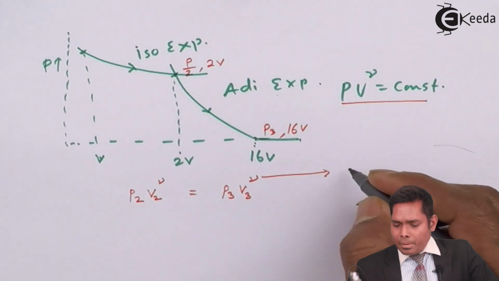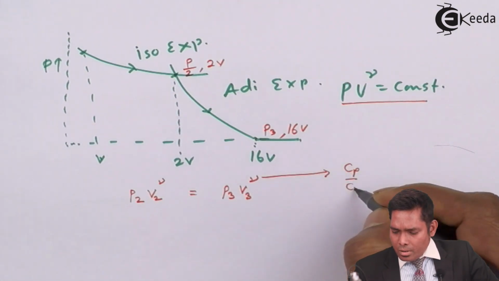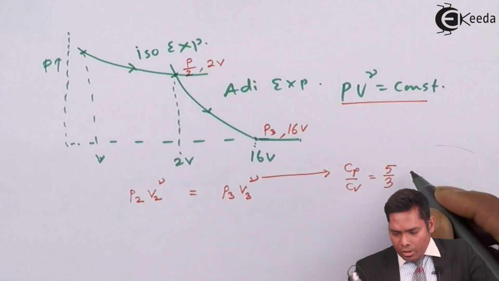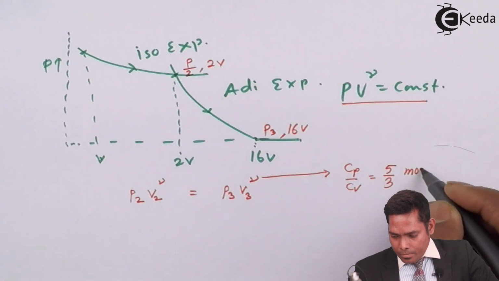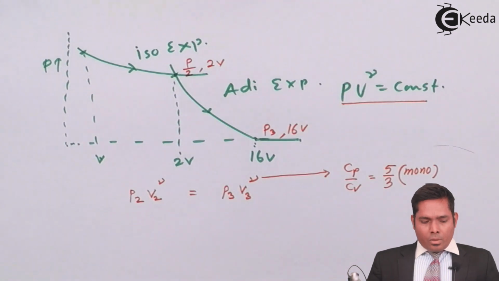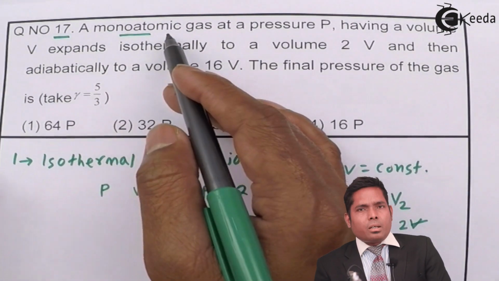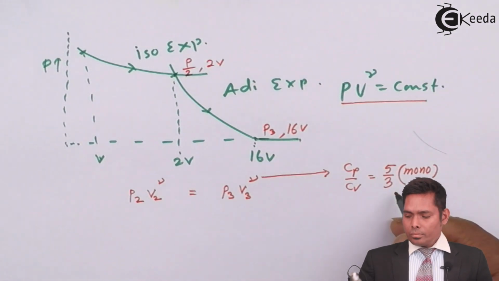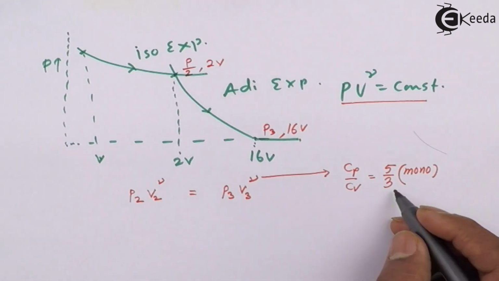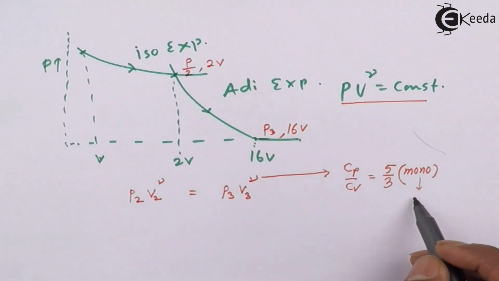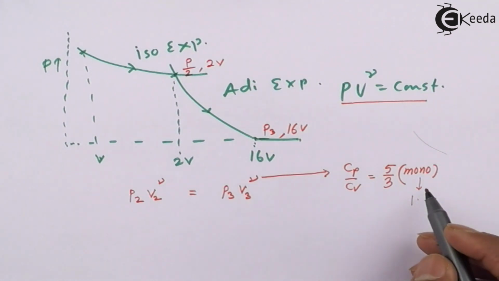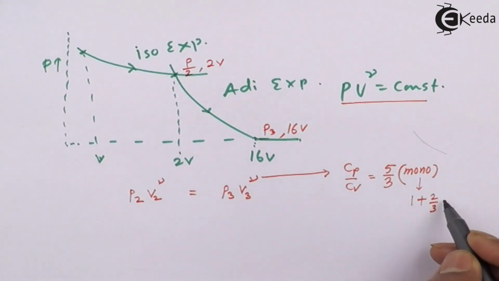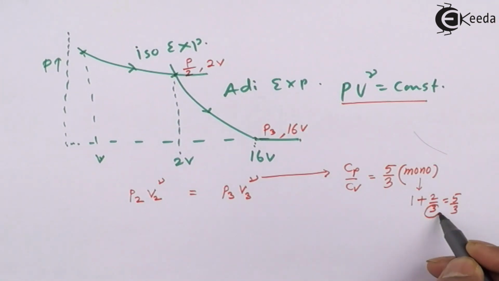Gamma is the adiabatic constant. It's the ratio of two specific heats, Cp over Cv, and that is 5/3 for a monoatomic gas. Because the gas given is monoatomic, I'll write 5/3. It has 3 degrees of freedom, so 1 plus 2 by 3, so it is 5 by 3.